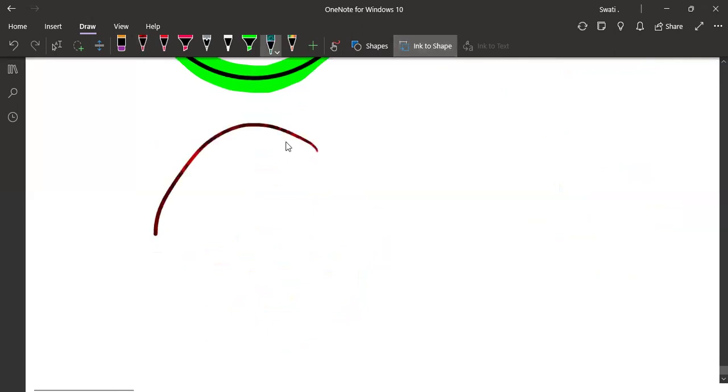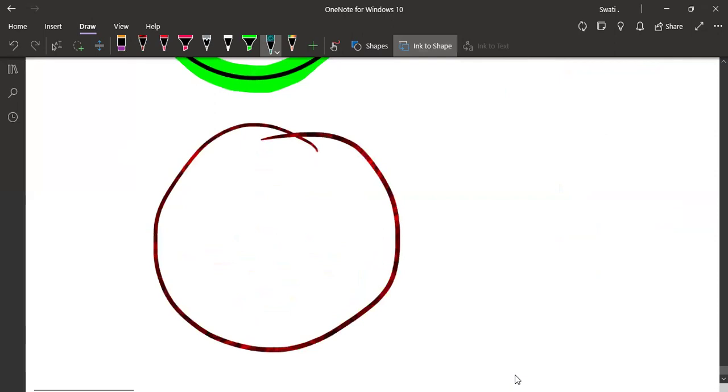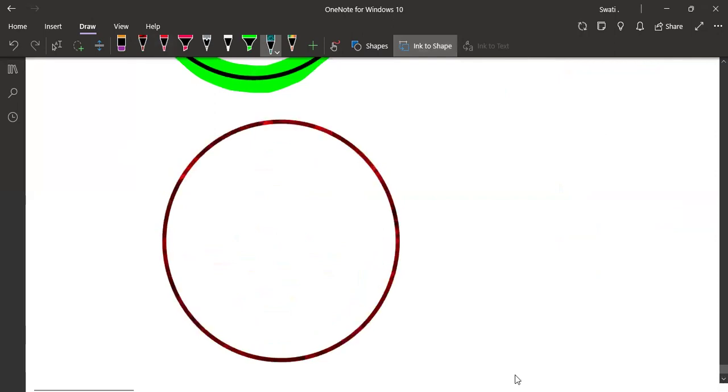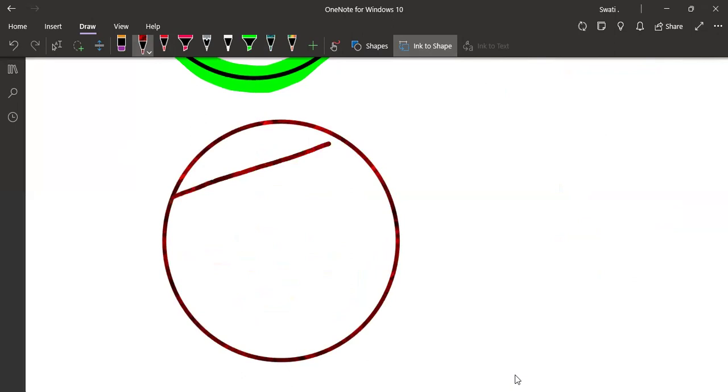So for the next part, I'm drawing a circle again. And in this circle, oh, it has not taken, yes. Next, I am drawing a line segment passing through any two points on the circumference of a circle. What is this called? Chord. Very good.